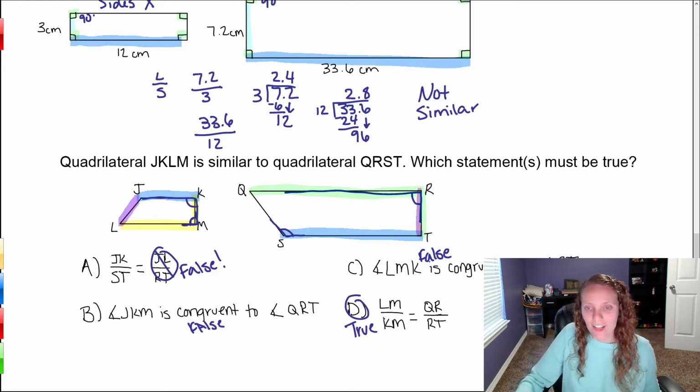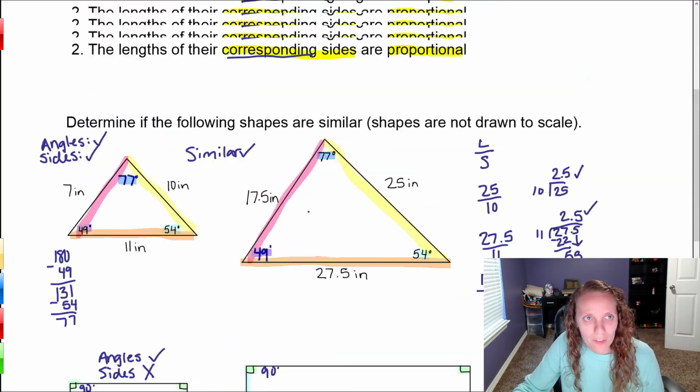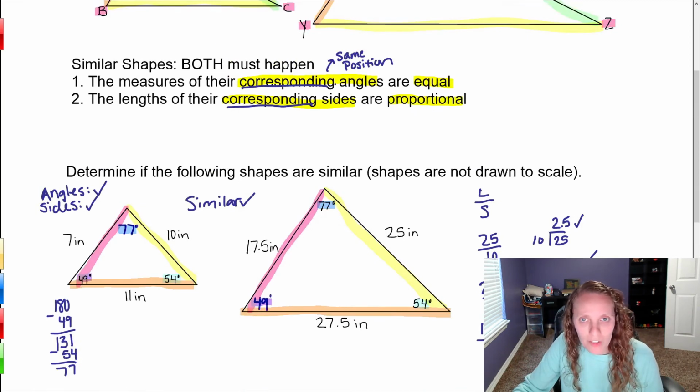Alright guys, remember there are two qualifications for similar shapes that we need to remember. We need to remember that the corresponding angles are equal to each other, and then the corresponding sides are proportional. They don't have to be equal, but when you divide, they have to give us the same answer.